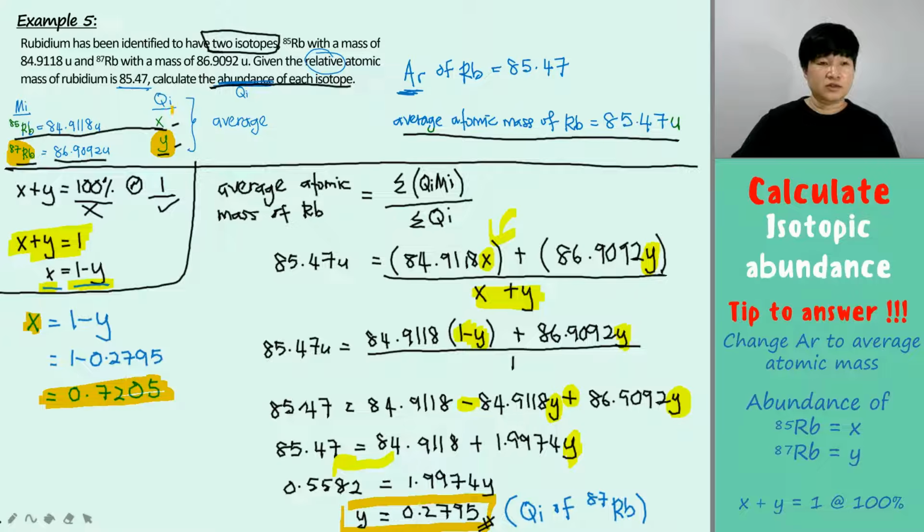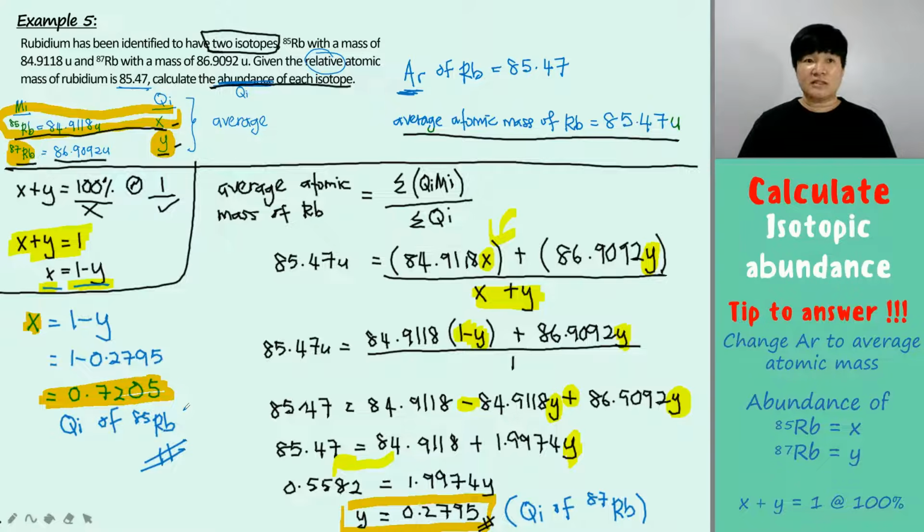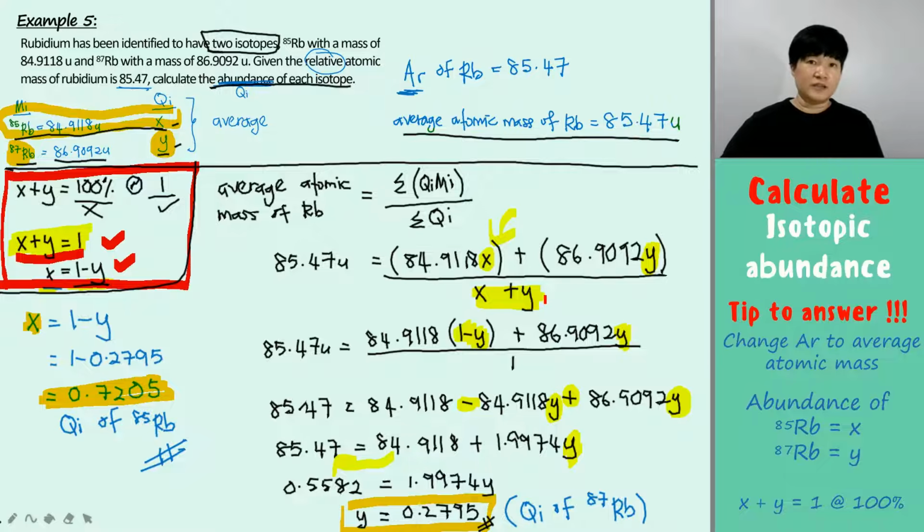And what is your X? Your X is your isotopic abundance of the rubidium-85. See? Easy. So that is the way that we calculate the isotopic abundance when the element has only two isotopes. So you are going to make it as unknowns X and Y, P and Q, it doesn't matter what unknowns. But the trick over here is that your X plus Y, or the total of the isotopic abundance, must be equal to 1 or 100%. Okay, either 1 or 100%. And then you are going to use this to put into your formula and solve the unknowns.